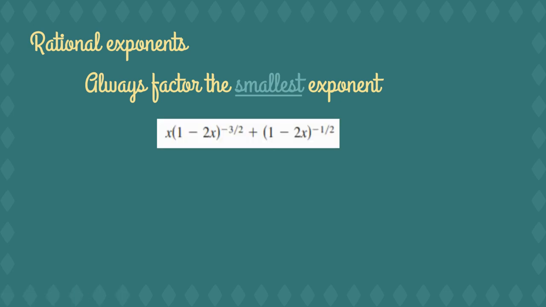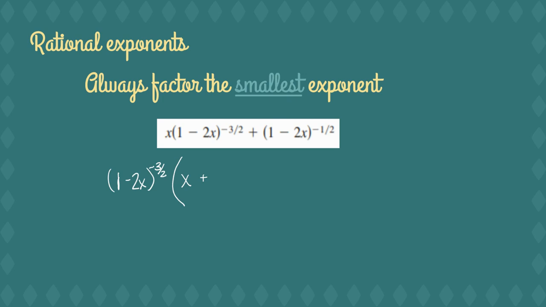So looking at this one, which is smaller, the negative 3 halves or the negative 1 half? Well, negative 3 halves is more negative, so that's going to be the common factor, okay? So the common factor is 1 minus 2x all to the negative 3 halves. That's what I'm factoring out. I'm left within this first term just an x because I take that whole expression, the 1 minus 2x to the negative 3 halves, and that's what I'm factoring out.